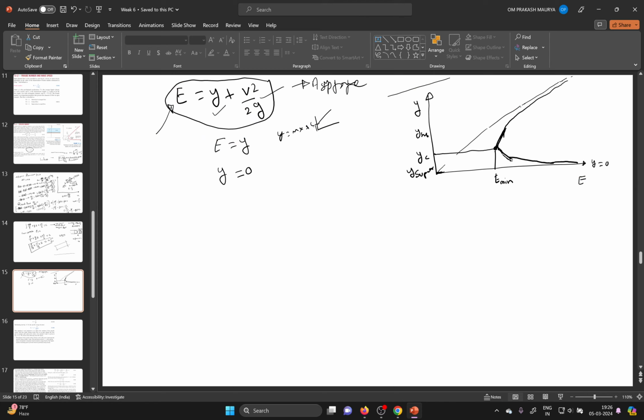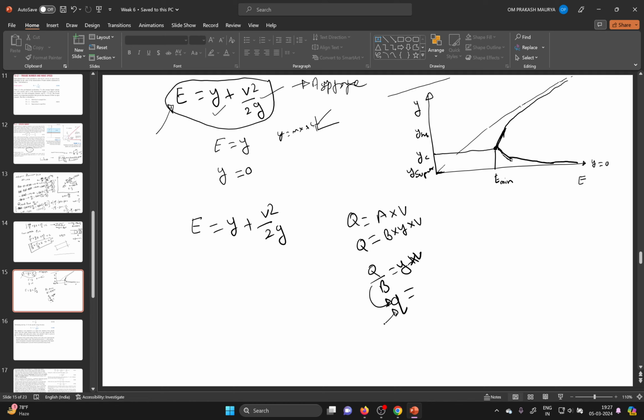Your equation is E is equal to y plus v square by 2g. Let me first convert it in terms of unit weight. Your discharge is equal to what? Area into velocity. Area is equal to b into y, into velocity. So q by b is y into velocity, and this is represented by small q, which we generally know as the unit discharge. So unit discharge is equal to y into v, so v is equal to unit discharge by y. Let me put it here: y plus q square divided by 2g y square. So this is E.